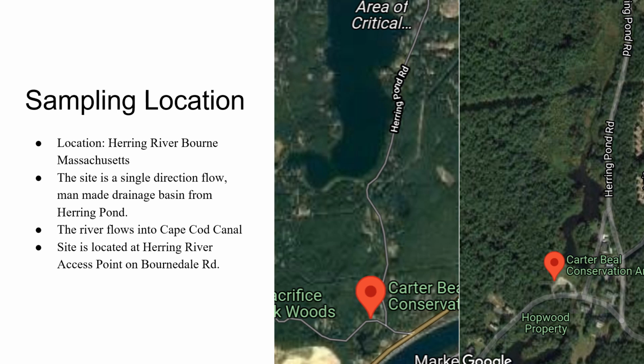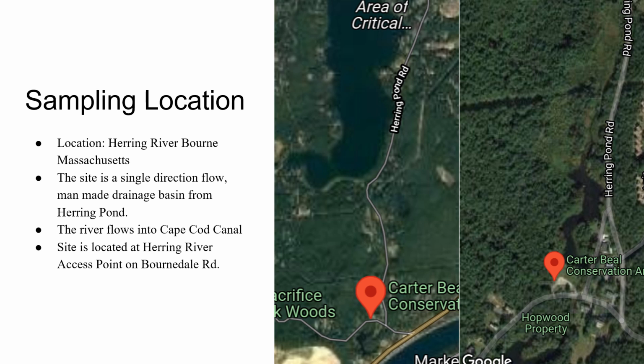The sampling location that we chose to sample the flathead mayfly was the Herring River in Bourne, Massachusetts. This is a single direction flow man-made drainage basin from Herring Pond. If you look at the right, you can see a picture of Herring Pond, which is just above on this first picture, and the red dot is the sampling, and then a zoomed in photo of the river itself and the parking lot where we would sample.